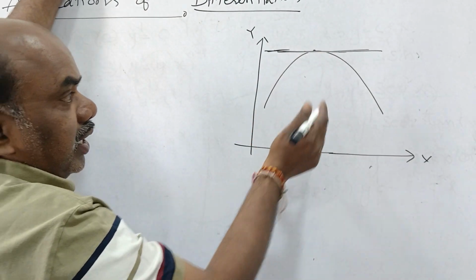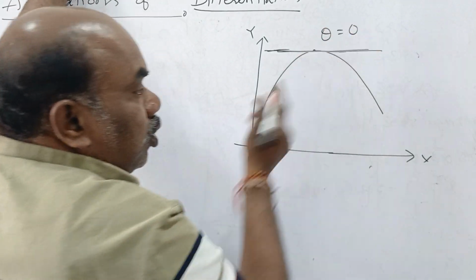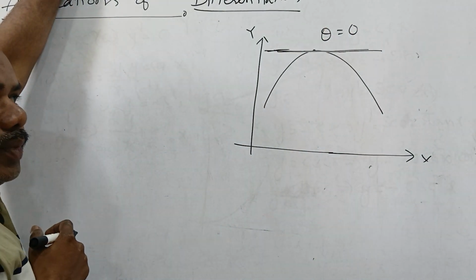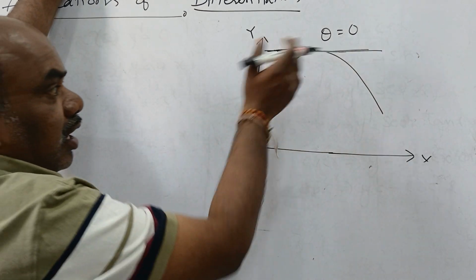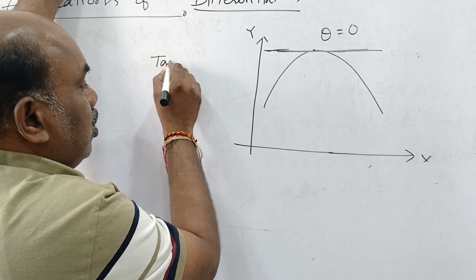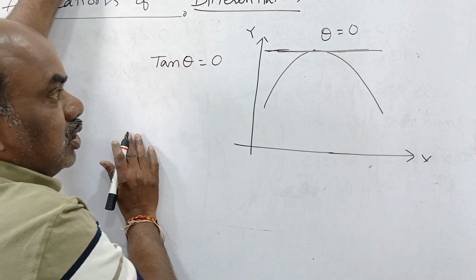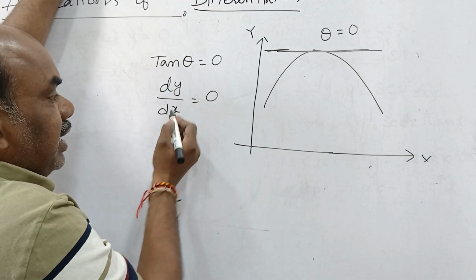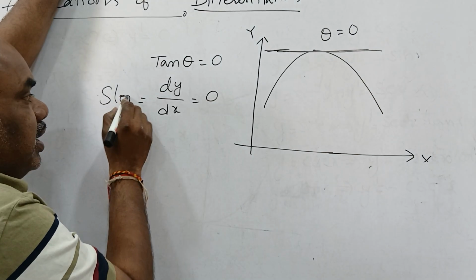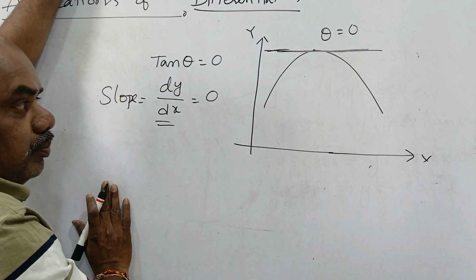ఈ రెండు ప్యారలల్ ఉన్నాయంటే స్లోప్ 0. Slope 0 means tan theta is 0. Slope only not there, theta is not there. Theta not there means tan theta is 0. Theta is 0 means tan theta is 0. Tan theta is nothing but dy by dx. Dy by dx is nothing but slope. Slope is 0. First to find the slope.